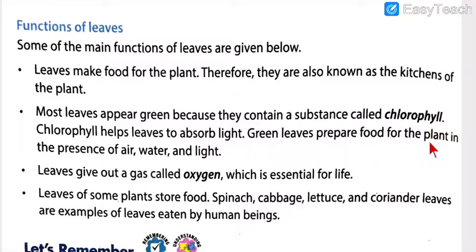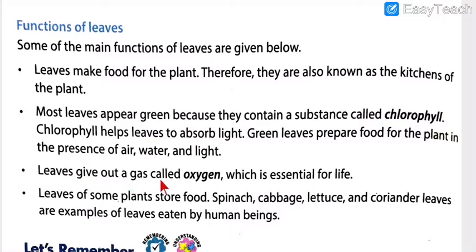Green leaves prepare the food for the plant in the presence of air, water and light. Light in the sense of sunlight. So green leaves consume the air, the water which is there in the soil, which comes from the root, and they also consume the sunlight, with the help of which green leaves can make the food. So these three things are very important for the green leaves to prepare food for the plants.